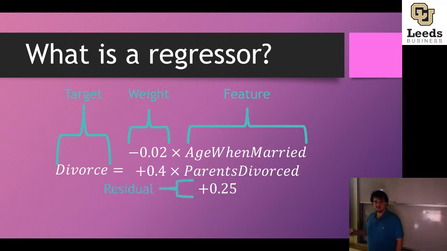We've got a target up here. We have the feature or factor or variable, the predictor over here. We have a weight. That's what the feature is multiplied by. And then we have this other little bit that you can think of as a weight, but the feature is just one. So it's a predictor where absolutely everyone has a value of 1. So that's why you're just adding the 0.25. It goes to everybody. They all get the same thing.